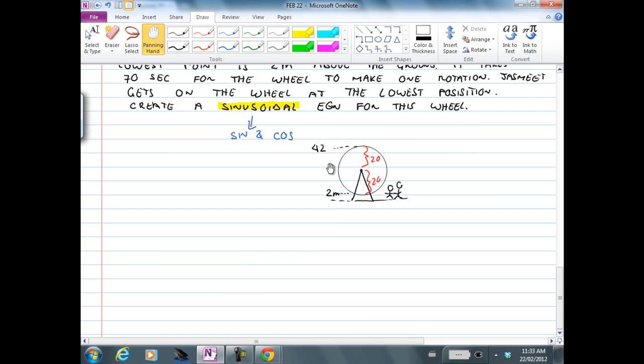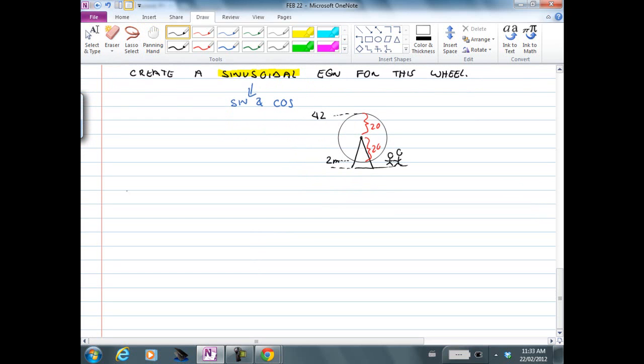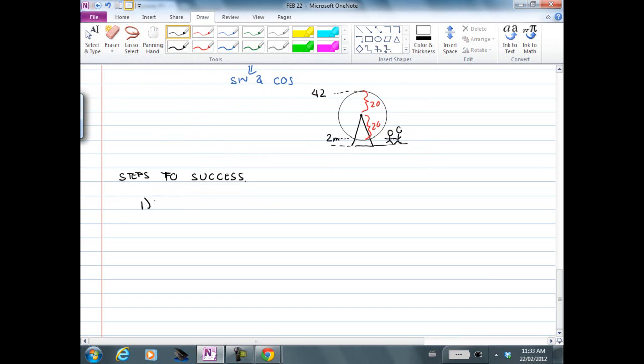Now, the key, I'm going to give you steps to success. These steps work for every single word problem there is. Steps to success. Double C, double S, and you will always succeed. 1. Draw your graph. Notice I'm drawing my graph. I never said label anything yet. A lot of people make mistakes when they do word problems because they try to match the points up on the grid. That's where you're going to make errors.